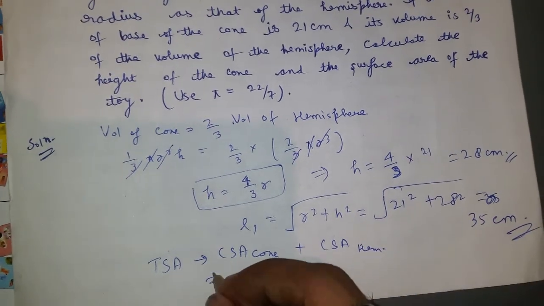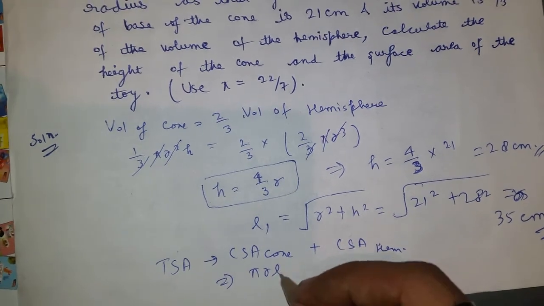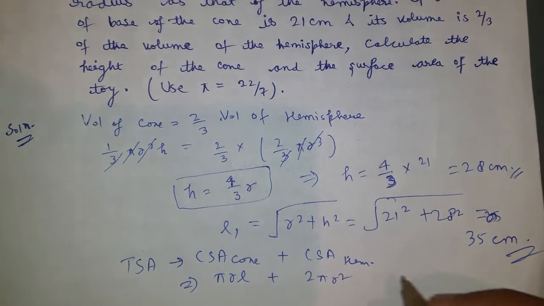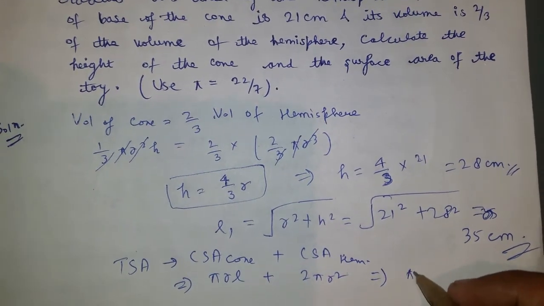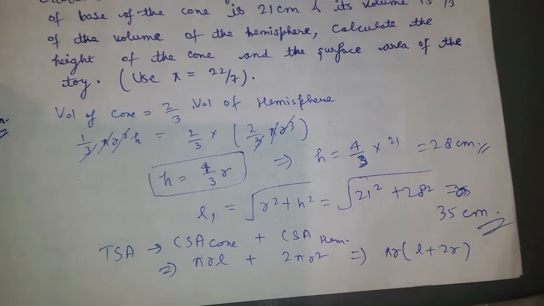While putting the values, what is the formula? What is the CSA of cone? Pi r l plus, and what is the CSA of hemisphere? 2 pi r square. Now we can also simplify this thing, like we can take the pi r as a common, so it will be L plus 2r.